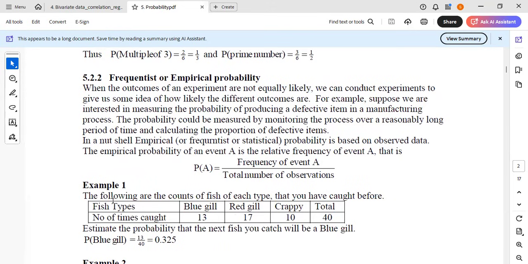Example 1. Yeah. So you can just write this down. Probability of A is the frequency of event A over the total number of observations. Then you can see from the example what we are implying.